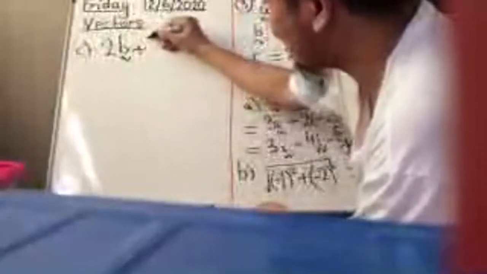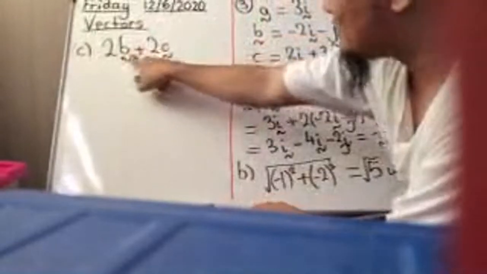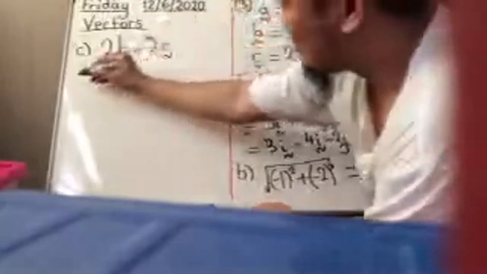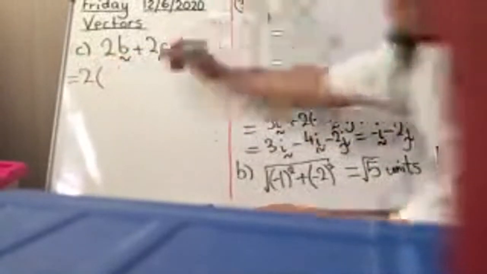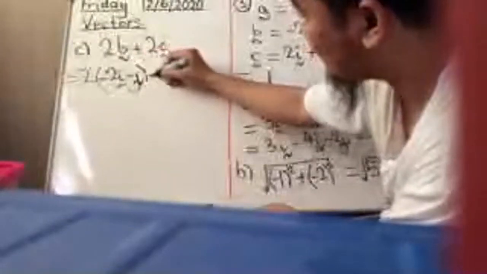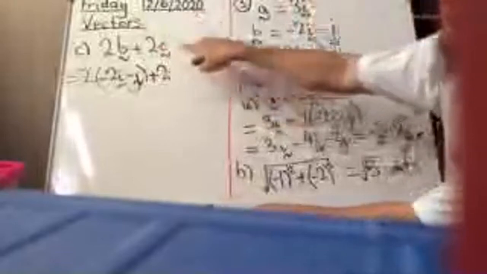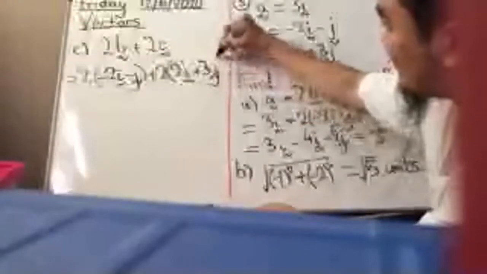Alright, let's say question number c, b plus 2c. Same thing, just times 2 with your b and plus 2 times c. So this vector b, you just substitute in. What is b? Negative 2i minus j. So you have negative 2i minus j, close bracket, plus 2 times vector c. What is vector c? Just substitute in, 2i plus 3j. Now open the brackets.